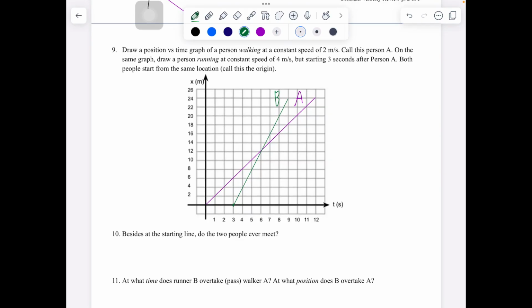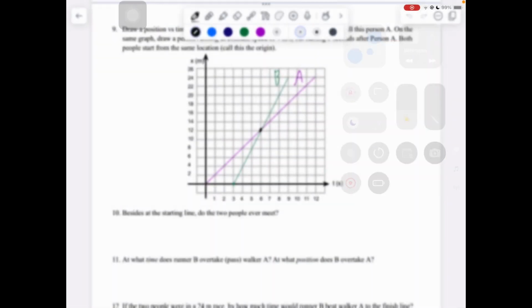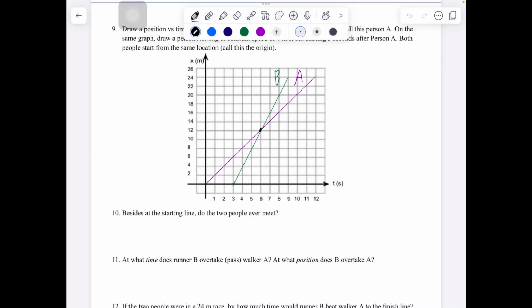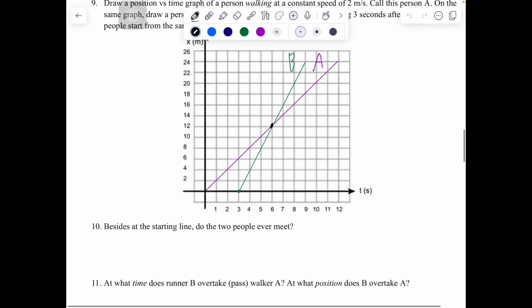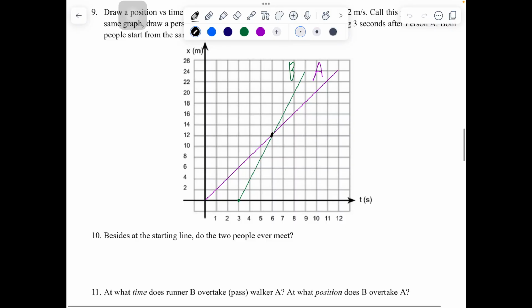Besides the starting line, do the two people ever meet? Yes, absolutely. Alright, continuing where we left off. Number 10. Besides at the starting line, do the two people ever meet? Yes, they meet at 12 meters.